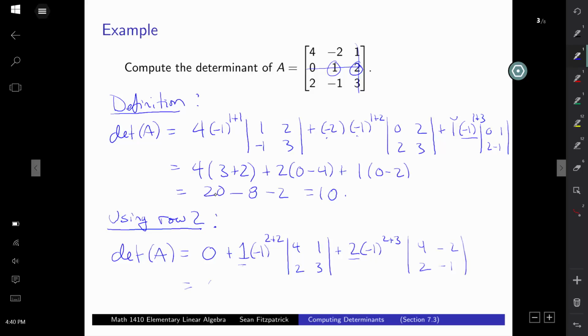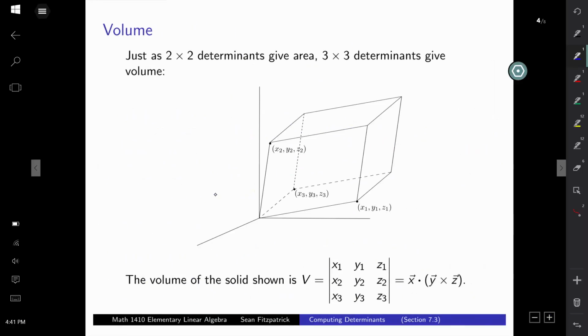So I get 1 times 1, right, because 2 plus 2 is even. 4 times 3 is 12. 12 minus 2. And then 2 times minus 1. But what do I have inside there? I've got minus 4 plus 4 gives me 0. 12 minus 2 gives me 10. And there you go. We've got that same answer of 10. Okay. So far, so good.